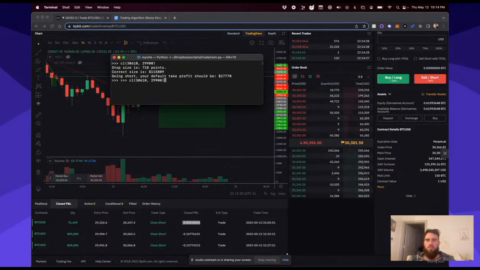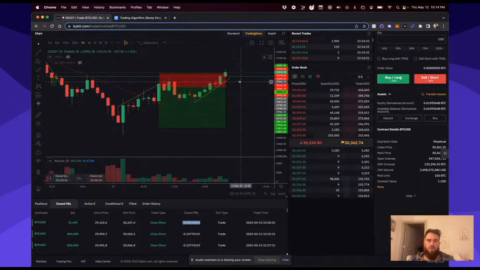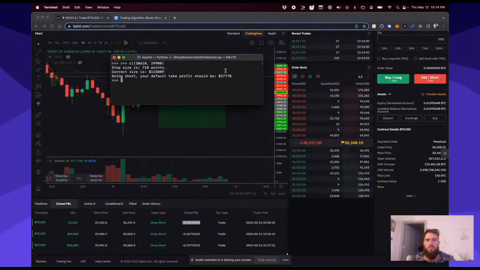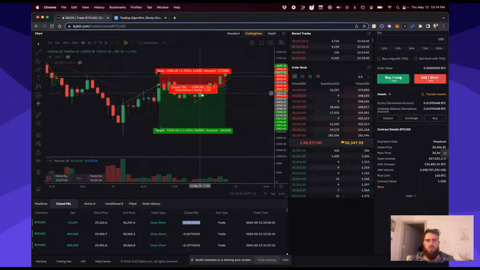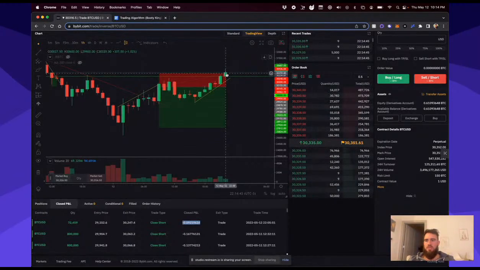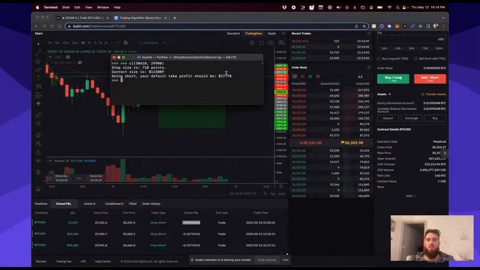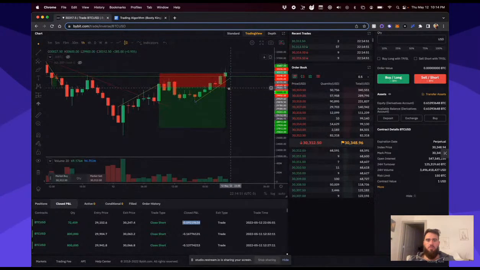if I have an entry at 29,900, I stop above this high, assuming this candle doesn't go any higher, then that's a good candidate for a stop. This high is 30,600 exactly, so we're going to put it just above at 30,610, and I'll get a default take profit of 27,060. This is probably a good idea for maybe a 4-to-1 risk ratio, maybe even 5-to-1.